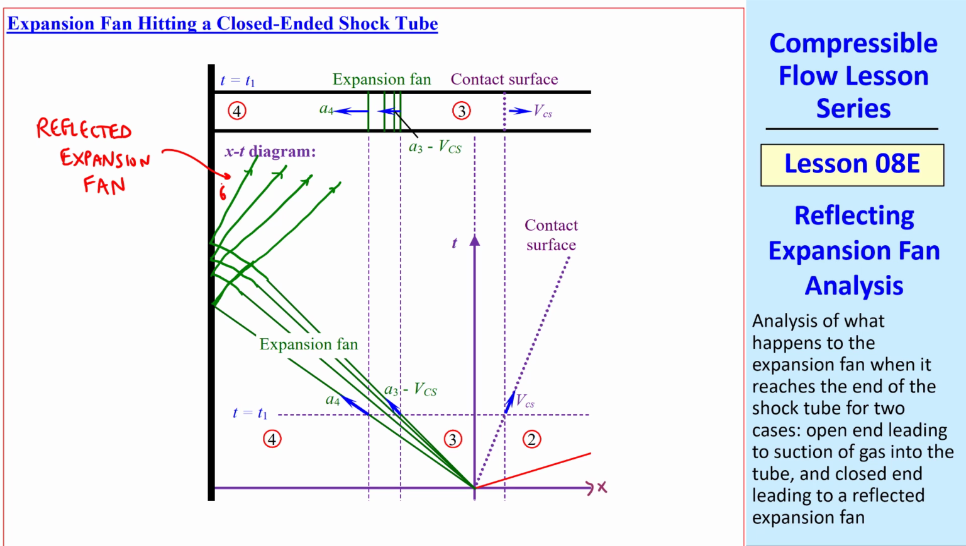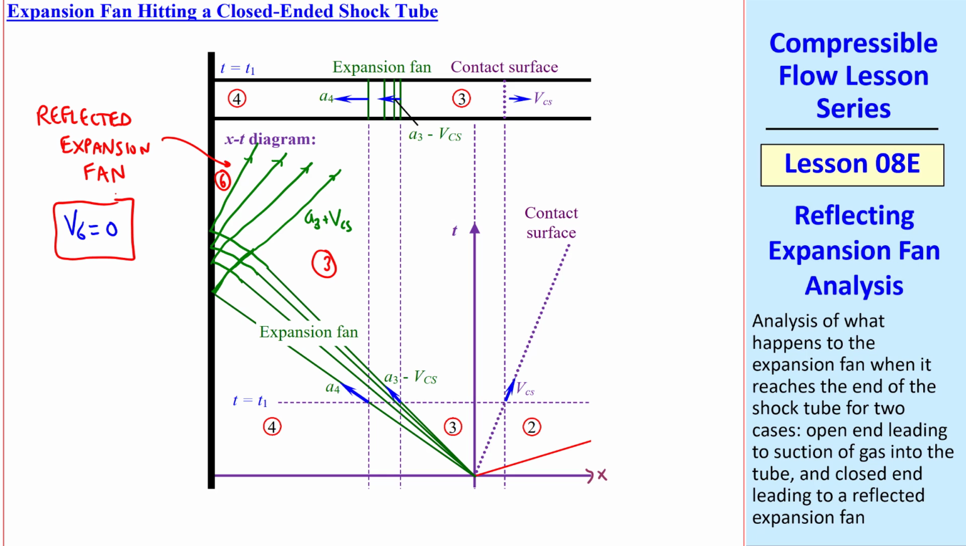I'll call this region here 6. What do we know? Well, just as this trailing wave had a speed of A3 minus VCS, this leading wave, when it finally settles down here, must move at wave speed A3 plus VCS, since this is still region 3, with gas speed VCS and speed of sound A3. What about up here in region 6? Well, we know that V6 equals 0 because of this solid wall.